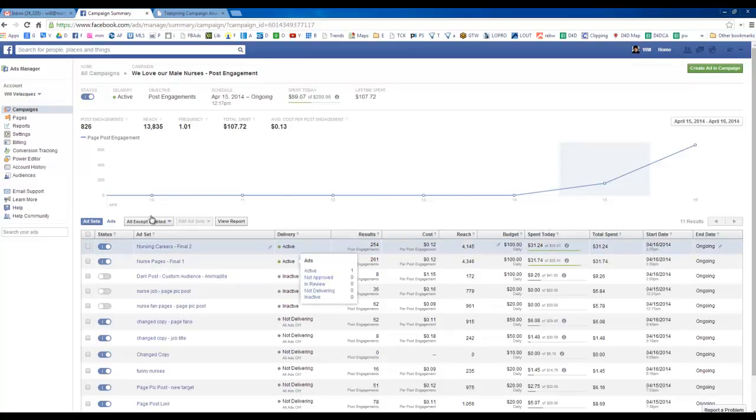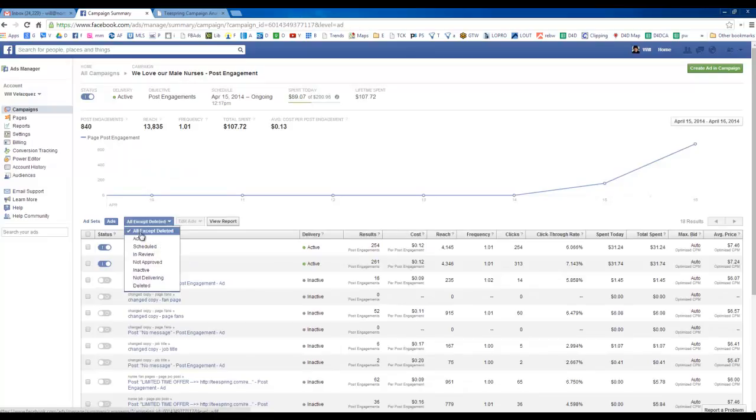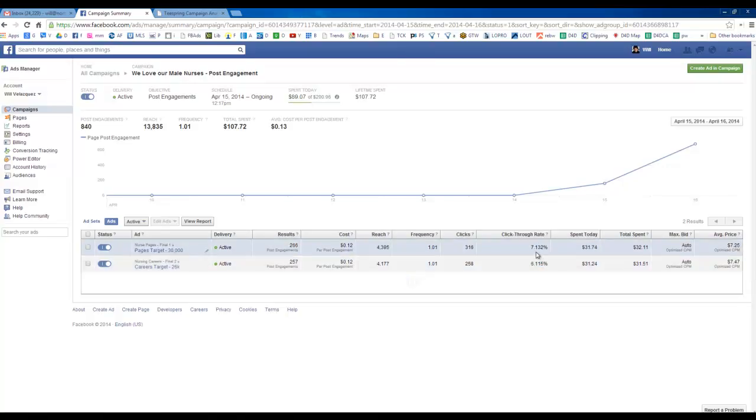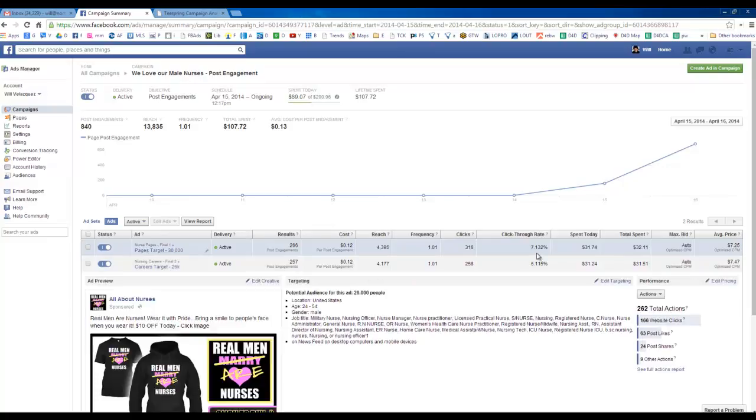Got quite a bit of activity. So let's look at the actual ads. And let's just pull up the active ones. Looks like we've got 2 active ads running, and if you remember, the one was targeting nursing careers in the Facebook targeting, and the other one was targeting Facebook fan pages, right? And it looks like they're both pretty close as far as our click-through rates, which I'm happy to see.